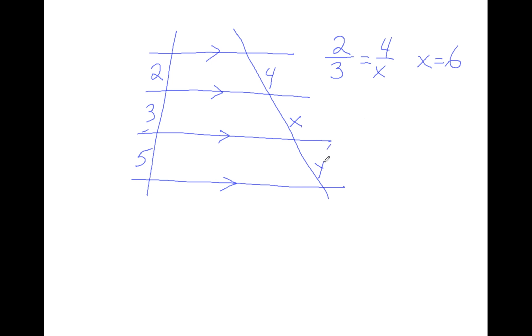Let's say you wanted to find the bottom one here. Top left over bottom left equals top right over bottom right. Y is equal to 10. How about middle left over top left equals middle right over top right. X would equal 6.